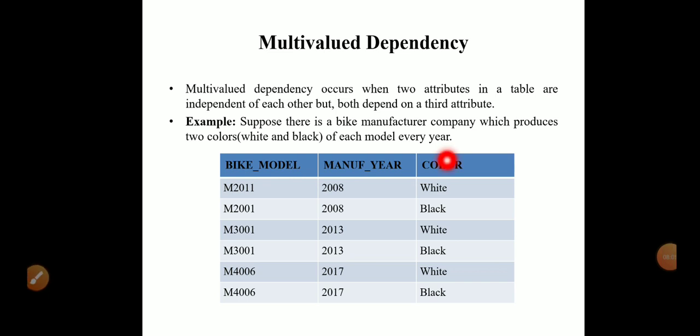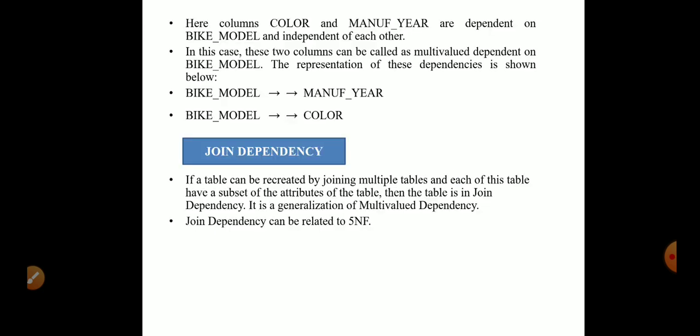So here the manufacturer year and color columns are dependent on bike model and independent of each other. So in this case, these two columns can be called multi-valued dependent on bike model. The representation of these dependencies is shown here. So bike model multi-determines manufacturer year and the same bike model multi-determines color.